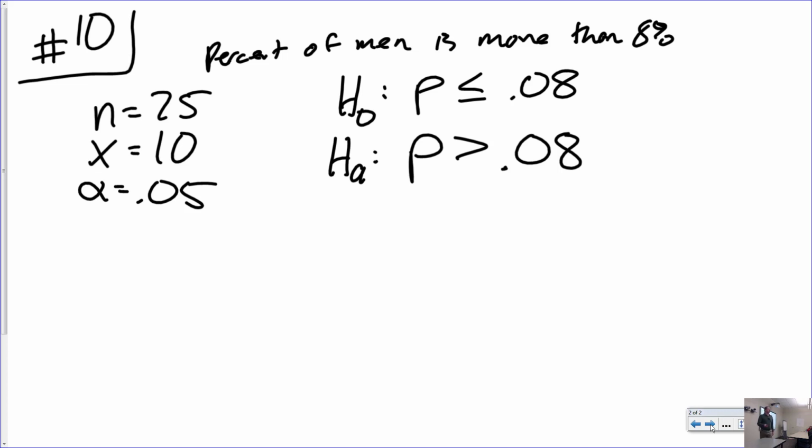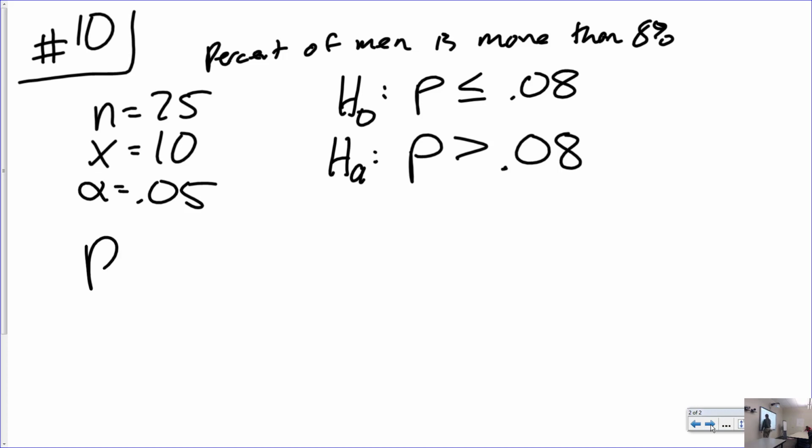And again, the number should give that away a little bit, right? Because when you took 75 times 0.08, you got 6, right? And so they're trying to claim that it's greater than that average value of 6. And so since you have a number greater than 6, it begs to reason that the proportion you're trying to test is greater than, not less than. All right.